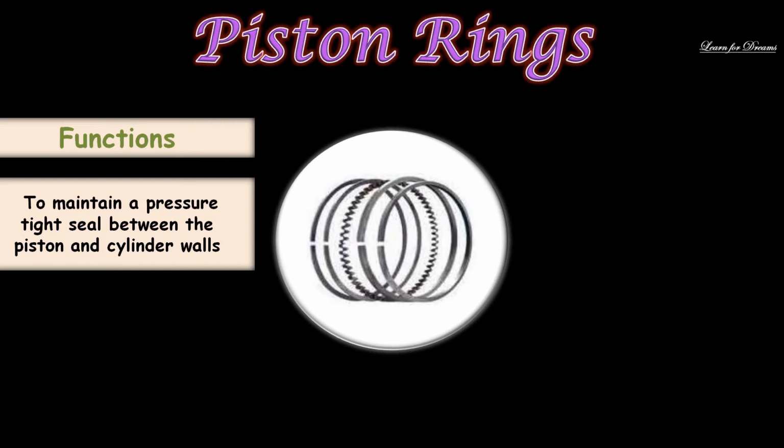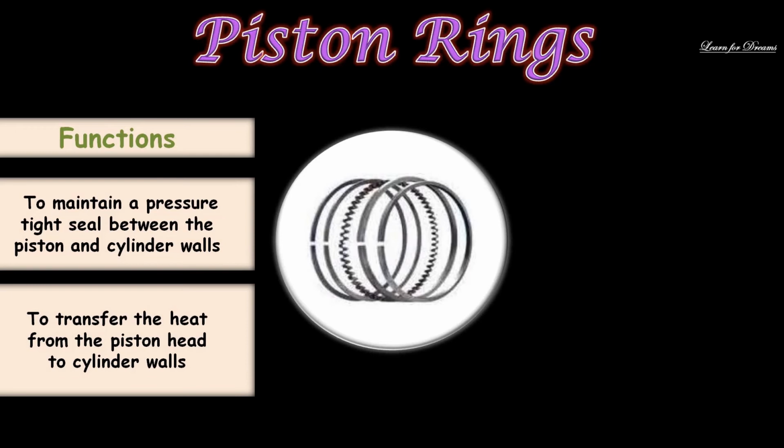The next component is the piston ring. The main function of the piston ring is to maintain the pressure, or to have a tight seal between the piston and the cylinder block or the cylinder wall. So we don't want the charge which is being compressed within the combustion chamber to move out from the combustion chamber, and to avoid those losses, to seal the combustion chamber, we are going to use the piston ring, which will be fixed in the grooves on the periphery of the piston. So that is the function of the piston ring.